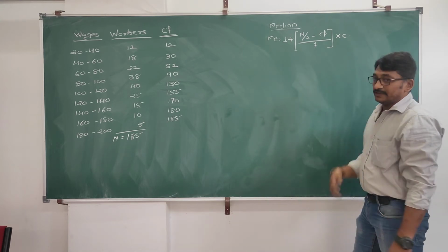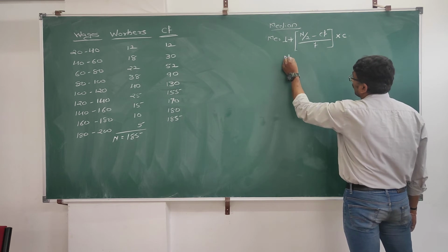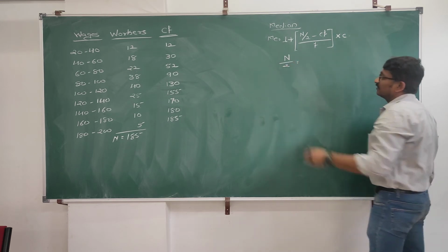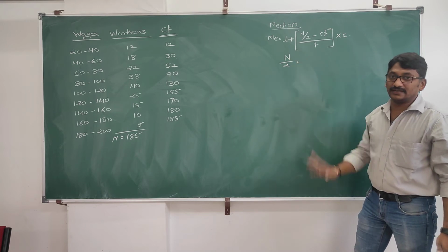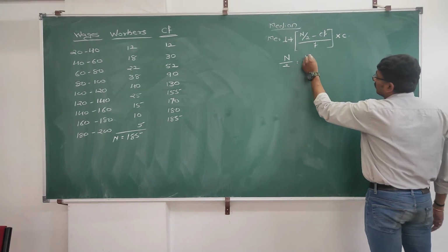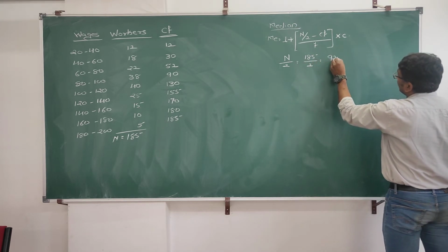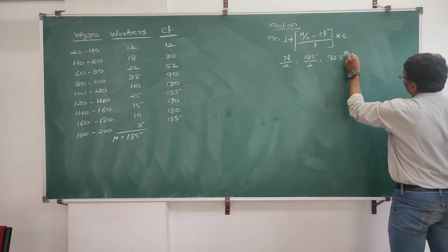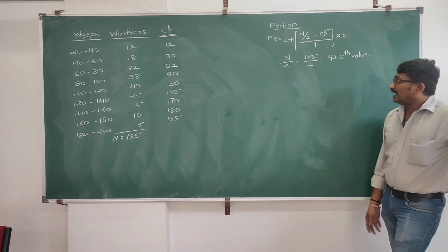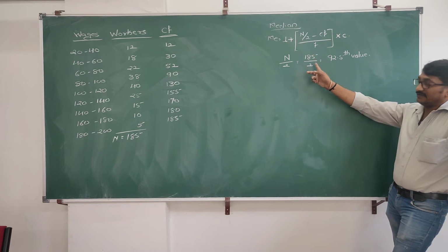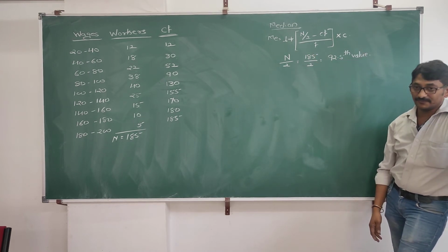Now to calculate median, your first step should be N upon 2. First find out N upon 2 because we know N value here. So calculate N upon 2. Here N value is 185 divided by 2. It comes to 92.5 value. Right, like this. N upon 2 is 185 divided by 2, so it comes to 92.5 value.